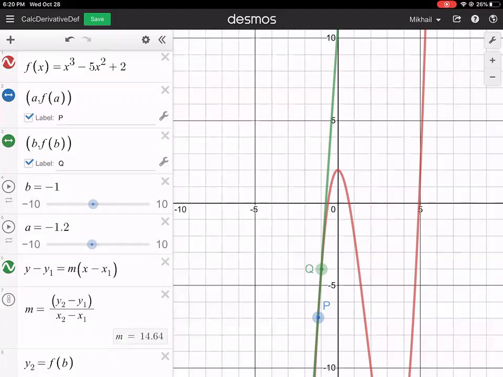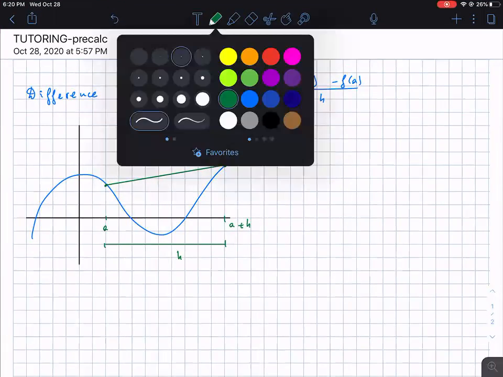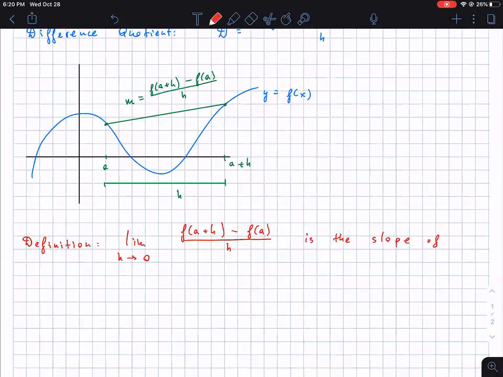Yes? All right, so what we're going to say is the following. We're going to have a definition. I'm giving you a nice little preview of calculus. So, definition: the limit as h approaches 0 of f of a plus h minus f of a, divided by h, is the slope of y equals f of x.